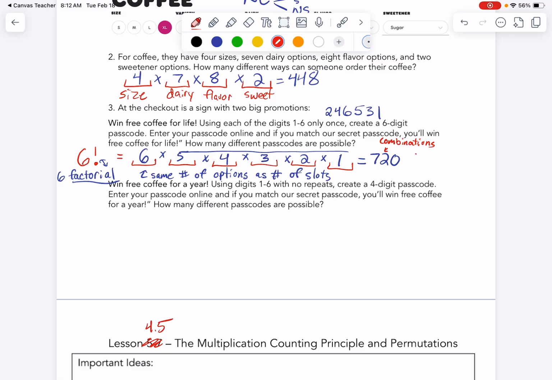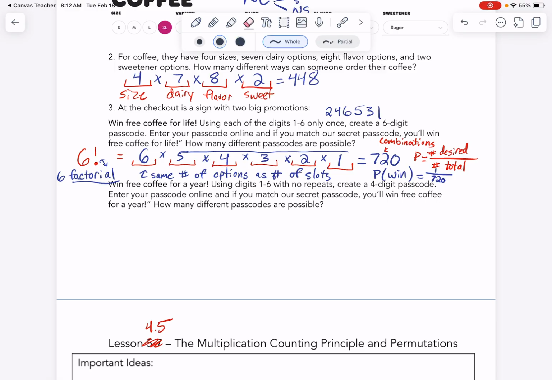Okay, I also want you to remember that probability of something is equal to the number of desired outcomes divided by the number of total outcomes. And what we've just found is the number of total passcodes that are possible. So if I want to find the probability of winning this game, then I pick one passcode, that's going to be my desired, and then there are 720 different possible passcodes. So that is my probability of a win.